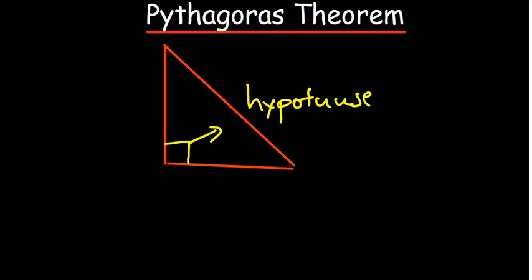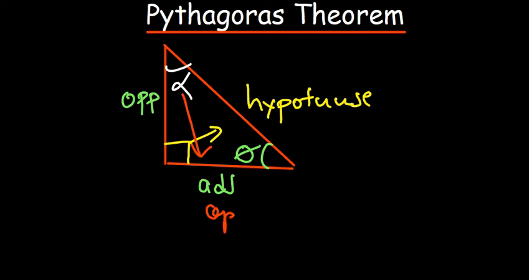Depending on the angle that you're looking at, if I'm looking at this angle to be theta, its opposite side is called the opposite, and then the adjacent. Of course, if I also decide to look at that as my alpha, its opposite side is also going to be called its opposite, and then that side is adjacent to the angle.